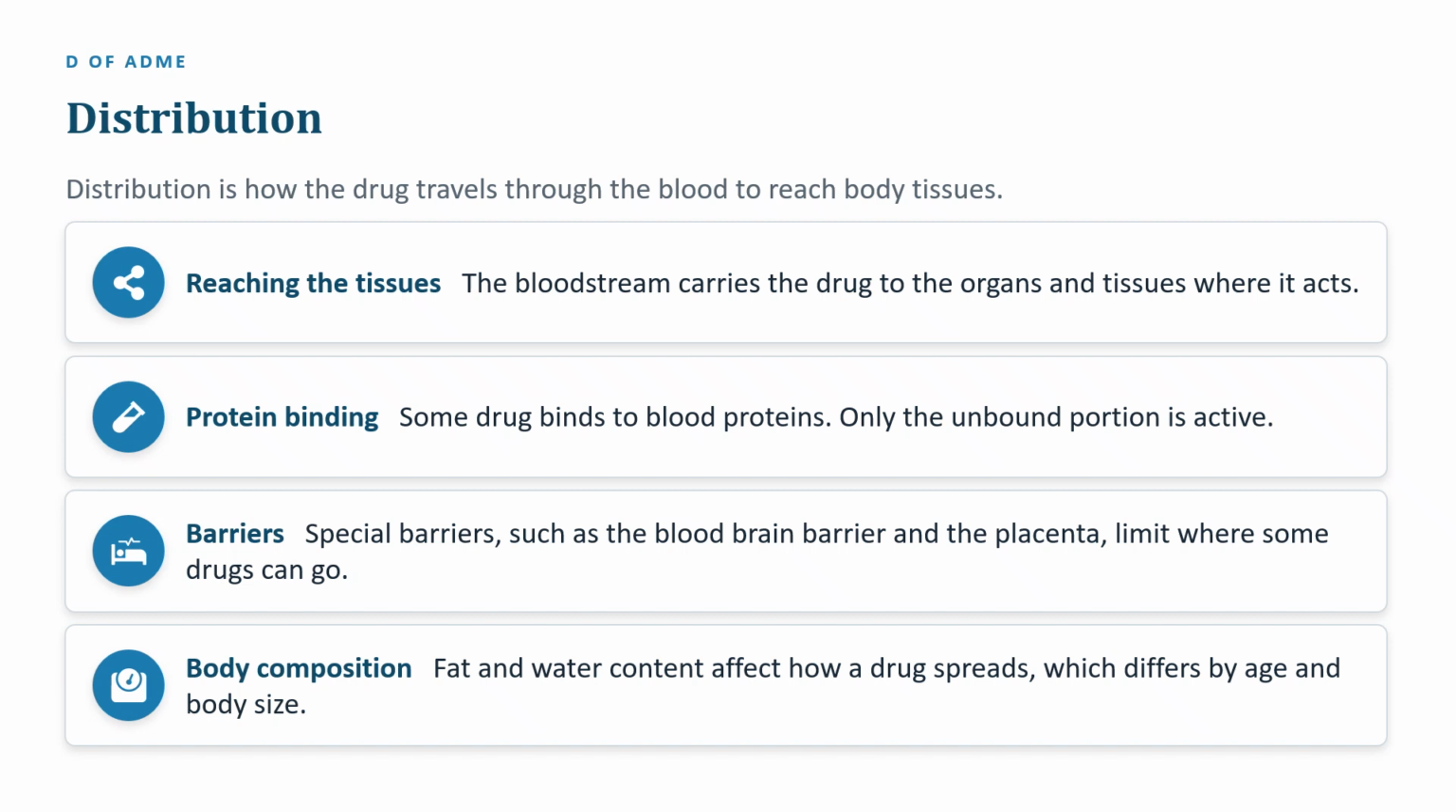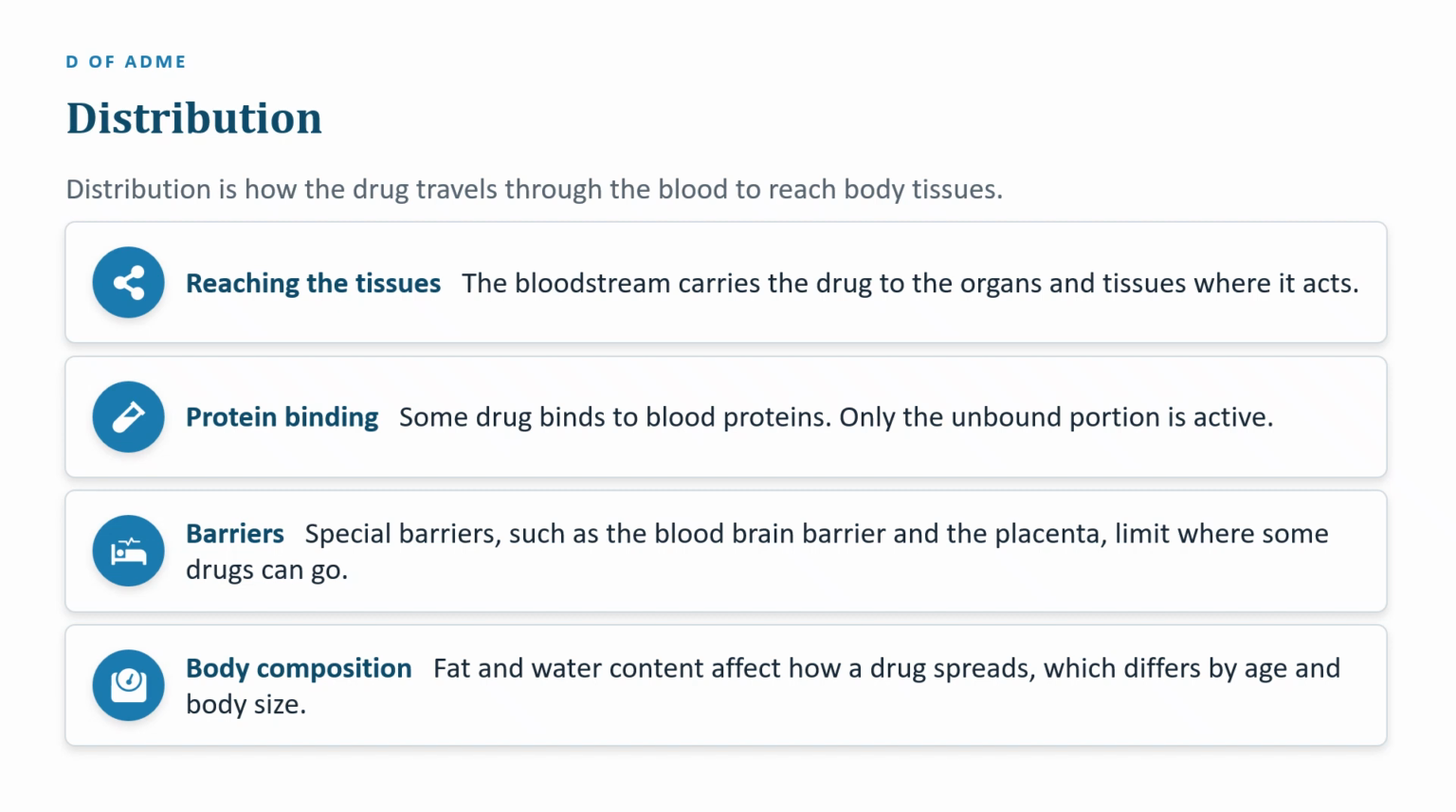First, reaching the tissues. The blood carries the drug throughout the body, and the drug leaves the blood to enter the tissues where it works, such as an antibiotic reaching the site of an infection. Second is protein binding. In the blood, some of the drug attaches to proteins, mainly albumin. Here's the key point. Only the unbound, free portion of the drug is active and able to do its job. The bound portion is like a reserve, held in the blood until it's released. This becomes important in patients with low protein levels, where more free drug may be available than expected.